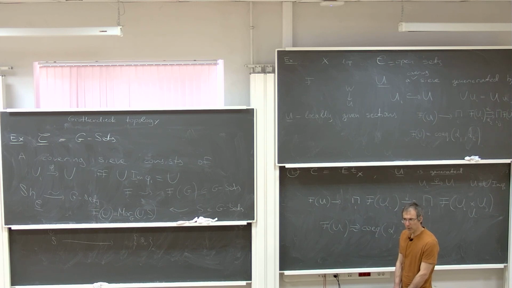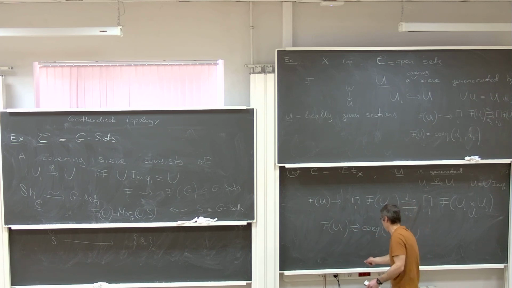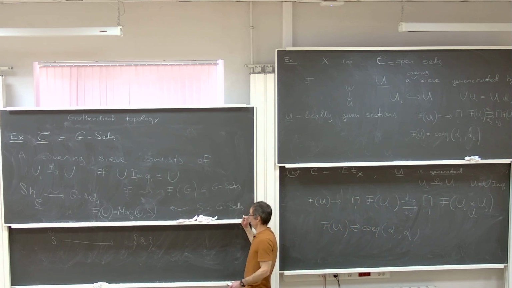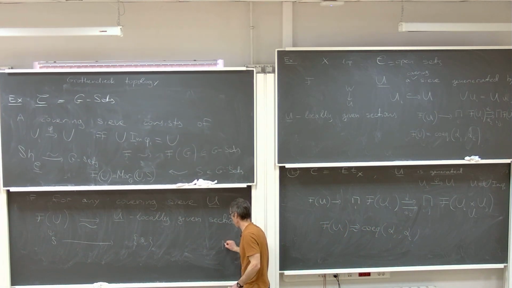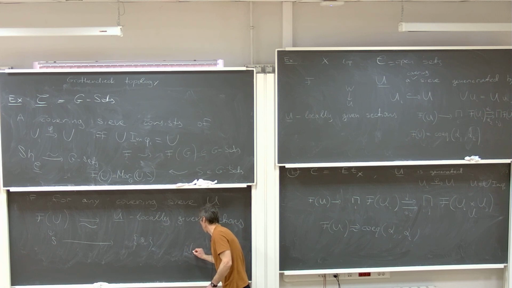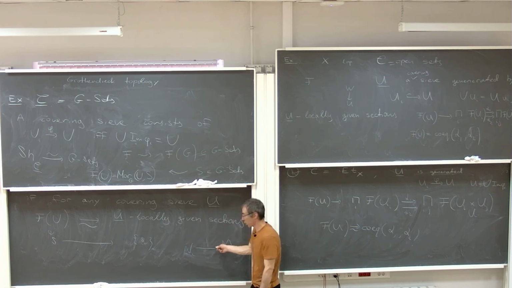Another very good example to think about: take an abelian category and take for C, and take for covering sieves, sieves generated by a family of morphisms whose union generates the object. So suppose you have an object M and a collection of morphisms.